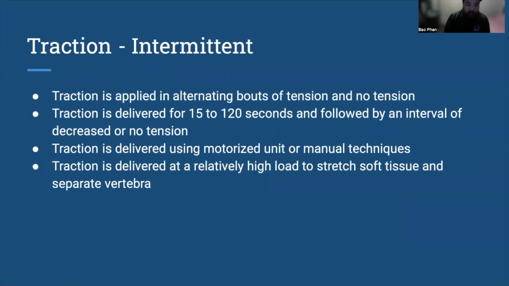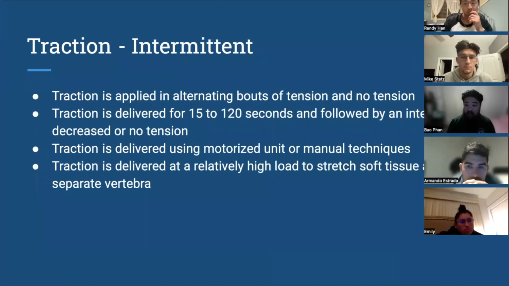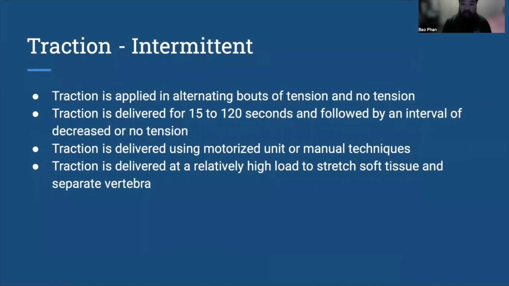Next, we have intermittent traction. This is going to be alternating between tension and no tension. It's going to be delivered anywhere between 50 and 120 seconds, and we're going to follow that up with an interval of decreased or no tension. It can be delivered using a motorized unit or manual techniques, and we're going to be delivering this at a relatively high load. The goal is to stretch the soft tissue and separate the vertebra.